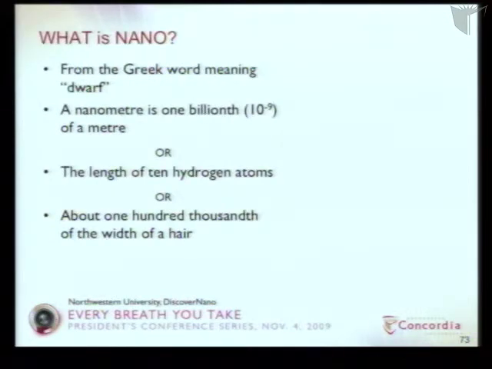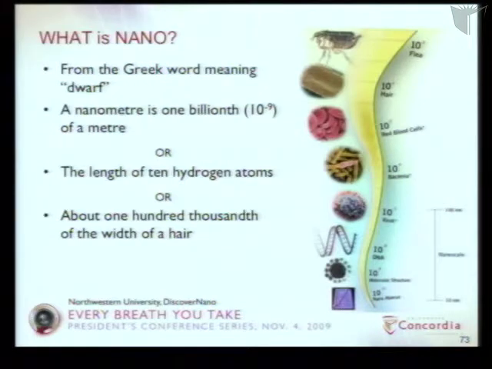Now let me just define for you what is nano. It comes from the Greek word meaning dwarf. A nanometer is 1/1,000,000th of a meter, the length of 10 hydrogen atoms strung together, or about 100,000 the width of a hair. And also here you will see some of the sizes of things. For example, we have the size of the DNA, we have the size of the red blood cell, which is 10 to the minus 5 meters. This is just to show you that we're working at a very small level.